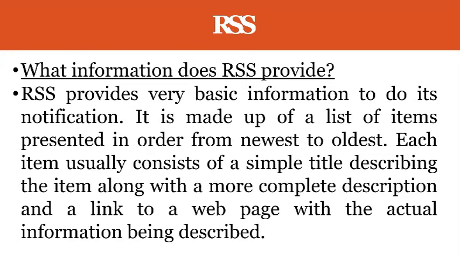Then what information does RSS provide? RSS provides very basic information to do its notification. It is made up of a list of items presented in order from newest to oldest. Each item usually consists of a simple title describing the item, along with a more complete description and a link to a web page with the actual information being described.